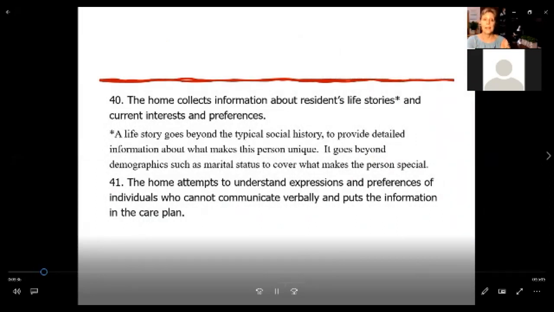And if there are other residents listening, we so welcome you, and we'd love to hear your feedback on anything that is said today. And so we're jumping to item number 40. The home collects information about residents' life stories and current interests and preferences.